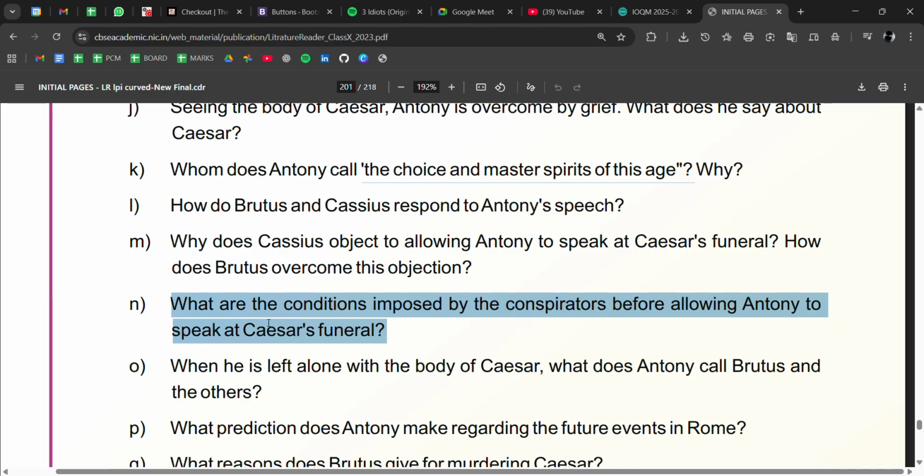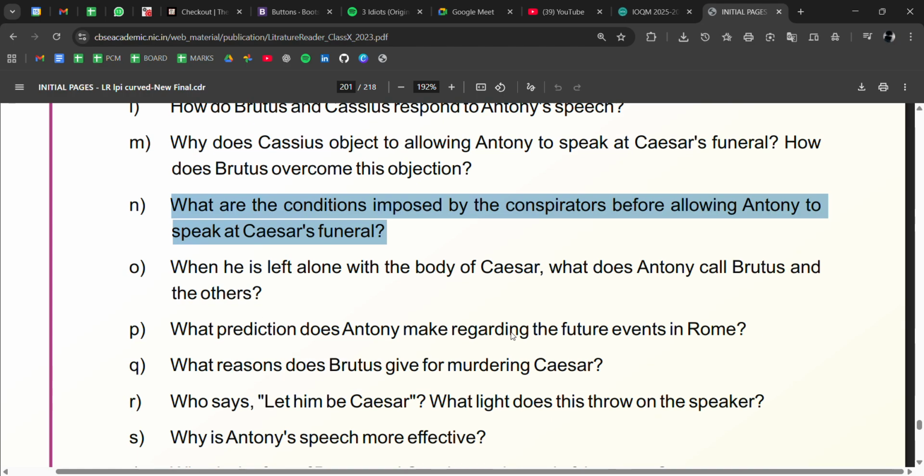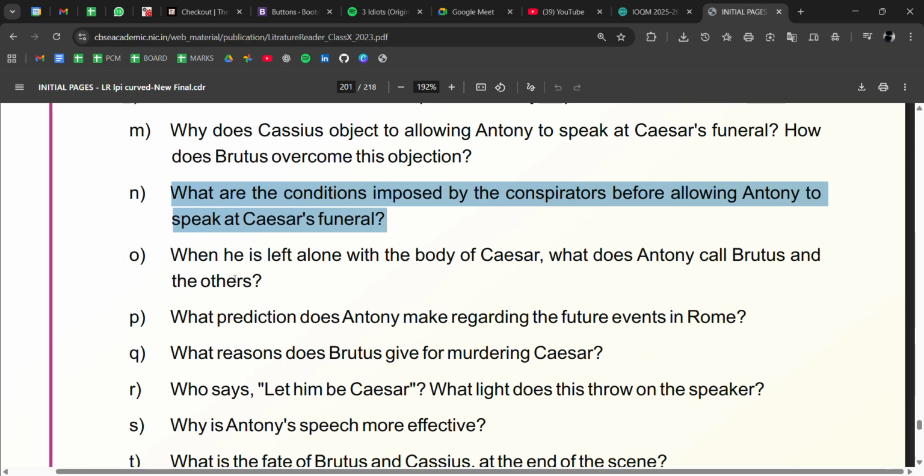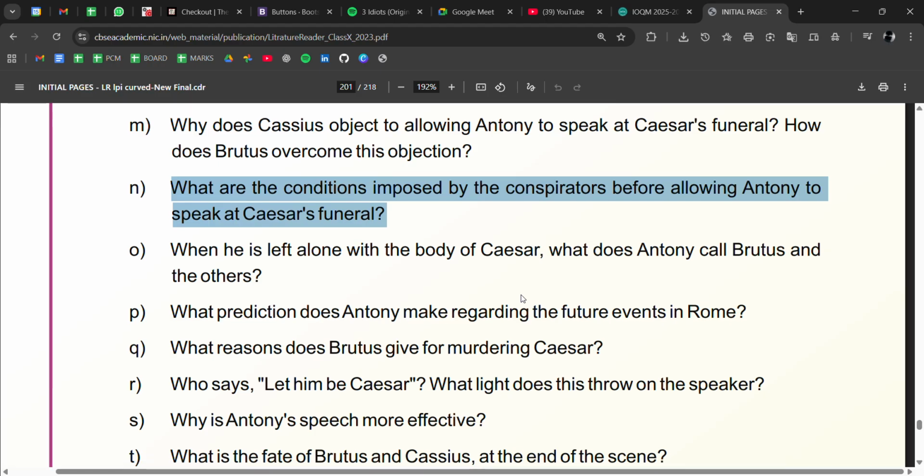Now, Antony accepts these conditions knowing that he has a secret plan, to just use his words to ultimately incite the next civil war inside the entirety of Rome. He does not require anything else except his words. When he is left alone with the body of Caesar, what does Antony call Brutus and the others?